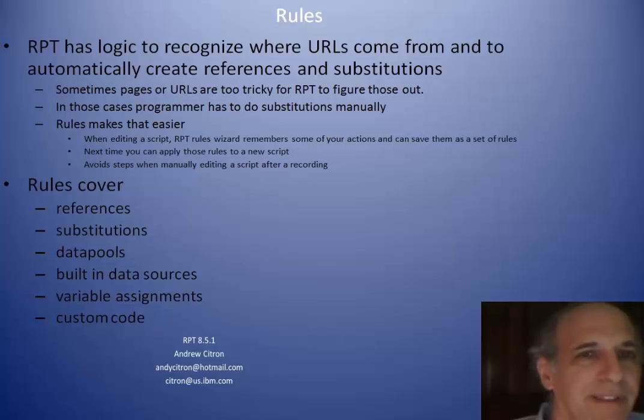So to summarize, RPT has logic to recognize where URLs come from and automatically create references and substitutions. But sometimes RPT doesn't get them all, and so it gives you the option to create your own rules. You can use the rules wizard, which I showed here, but you don't really need to use the wizard. You can create your own rules manually. I didn't show that, but you can. And the rules cover references and substitutions, which I demonstrated here. You can also do it with data pools, built-in data sources, variable assignments, and custom code. And it saves you time when you're rescripting because your build has changed. Your system under test has changed. So it's a good thing.